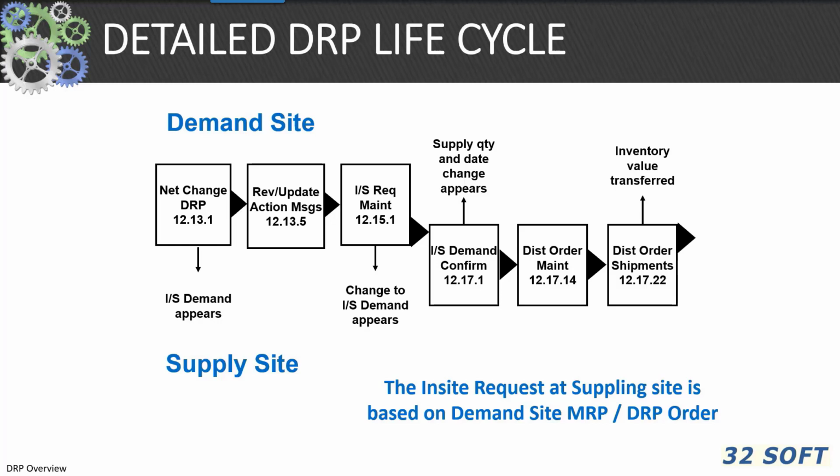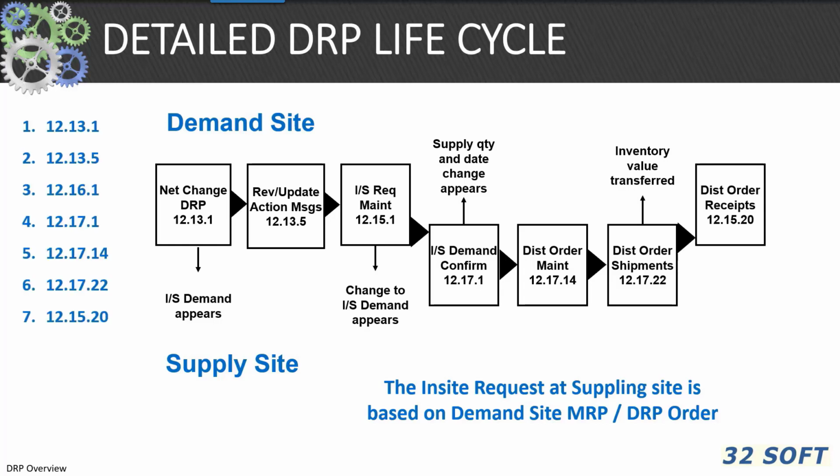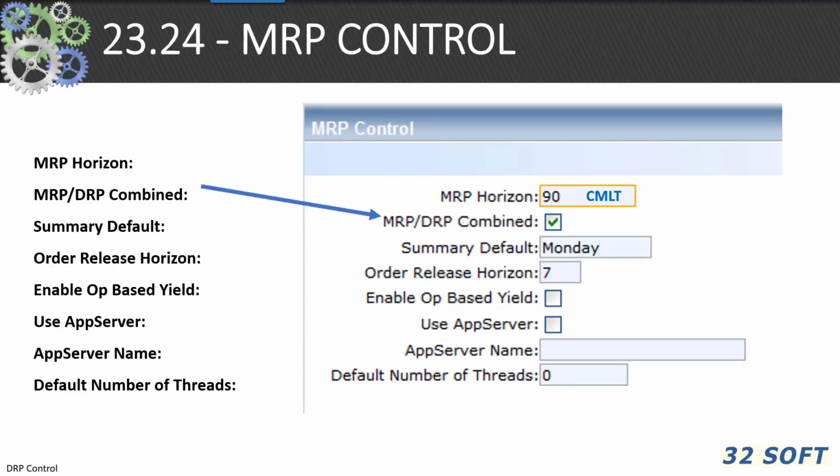12.17.14, and then we ship distribution orders in 12.17.22, and then back at the receiving site, the distribution order receipts in 12.15.20. So you can follow basically this series of transactions that will make MRP operate.